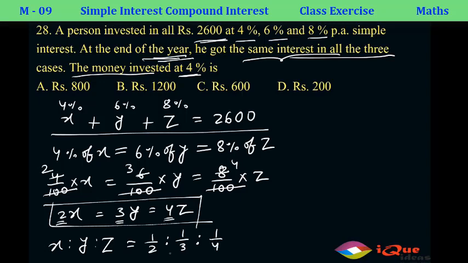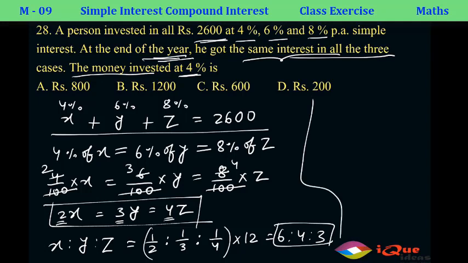And in the ratio, we cannot have fractions. So we multiply this whole ratio by the LCM of denominators 2, 3, 4, which is 12. So multiply by 12, it will give us 12 into 1 by 2 is 6. 12 into 1 by 3 is 4. And 12 into 1 by 4 is 3. Now this means that the total amount 2600 has to be divided in the ratio 6 is to 4 is to 3. The first one was x, second one is y, third one is z.